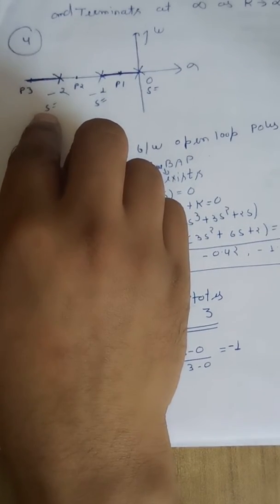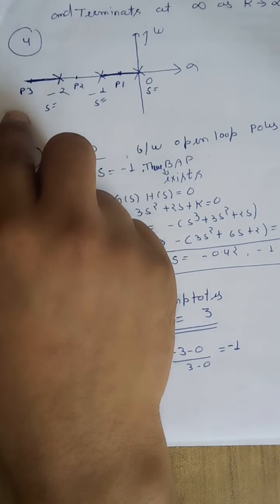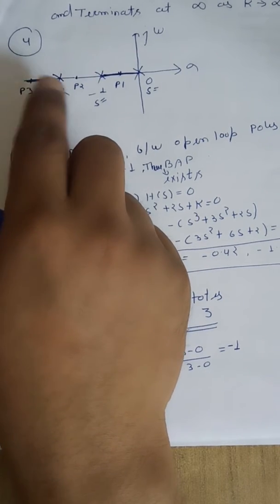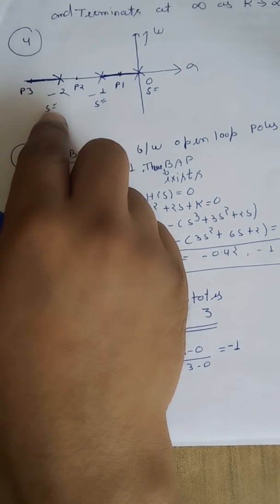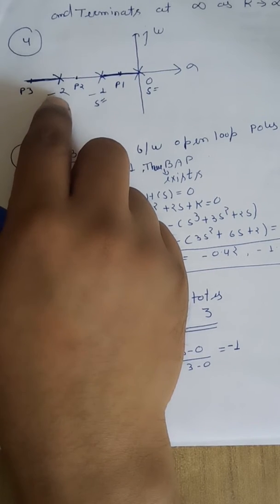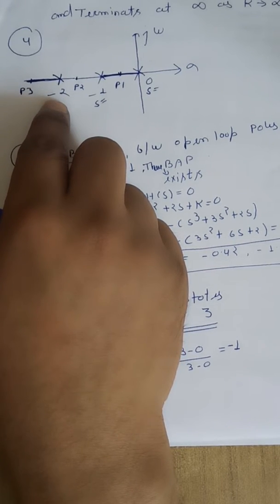बट s इक्वल टू -infinity एंड s इक्वल टू -2 के बीच में नहीं होगा, क्योंकि s इक्वल टू -2 के बाद कोई भी पोल नहीं है, या यू कैन से देयर इज नो पोल बियॉन्ड s इक्वल टू -2.